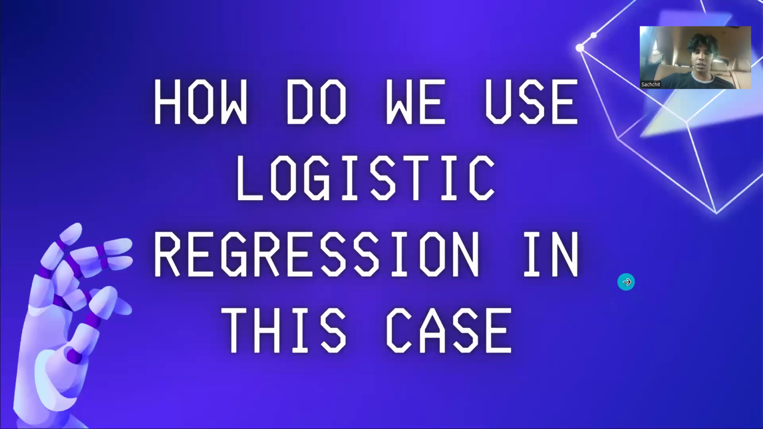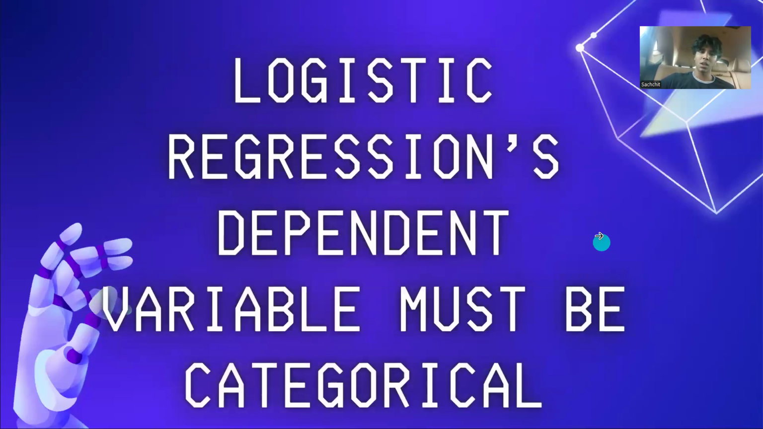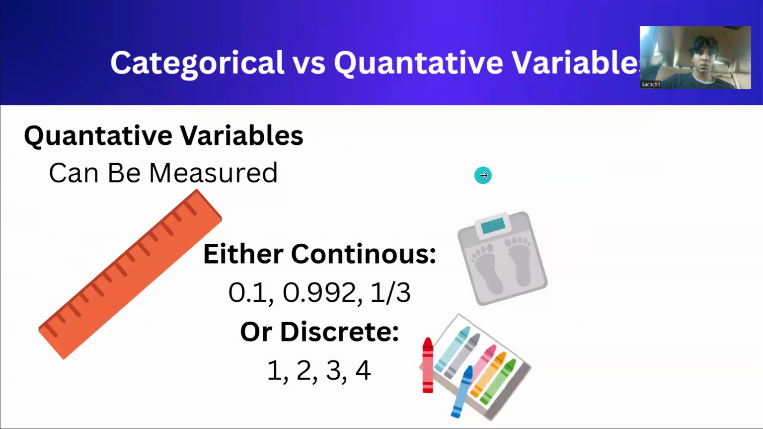So how do we use logistic regression in this case? Logistic regression's dependent variable must be categorical. So what is categorical versus quantitative variables? First, quantitative variables are any variables that can be measured. They can be either continuous or discrete. Continuous values are like 0.1, 0.992. Like your weight, you can be 70.2 pounds or 99.973 pounds. You have an infinite amount of possibilities, and that's continuous.